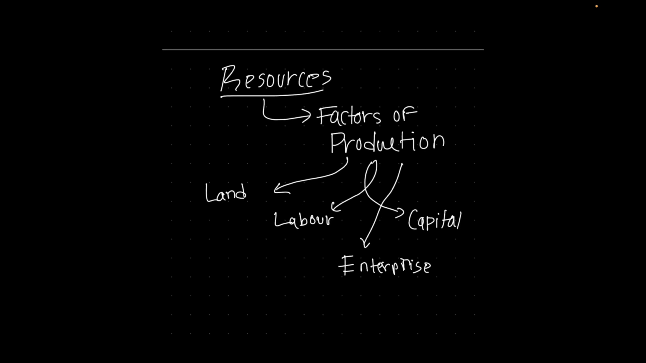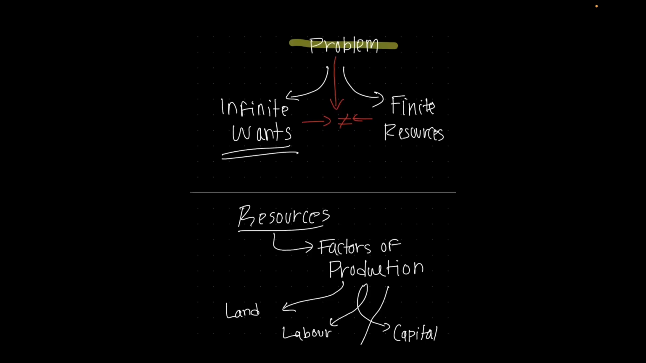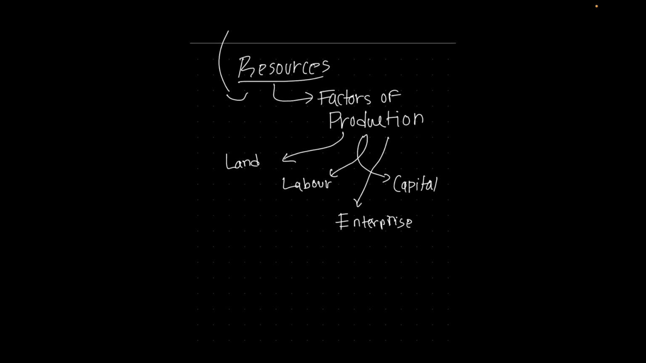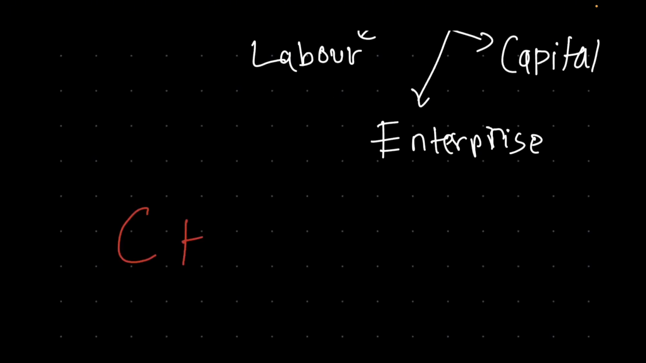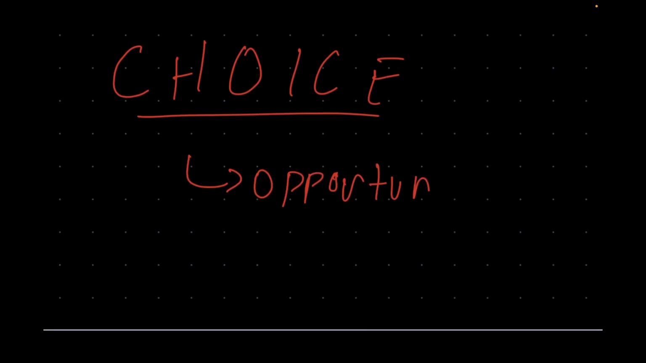Now basically, the basic economic problem states that we have unlimited wants, but the number of factors of production that we have don't meet the capacity to meet our infinite wants. So what happens? Something we call the choice needs to take place. And this choice in economics is referred to as the opportunity cost. Now the opportunity cost, in simple terms, is the cost of making that choice.